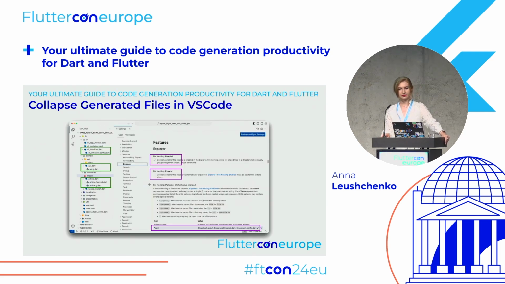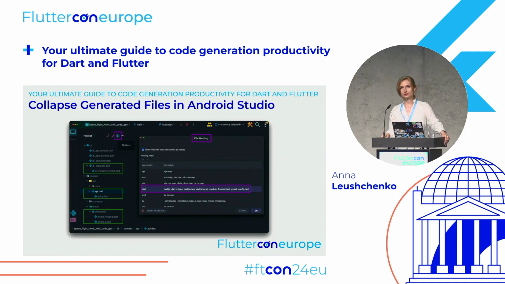To configure it in VS Code, you have to go to Settings, Features, Explorer, and turn on file nesting. And then you have to configure your Dart entry under file nesting patterns. And for Android Studio, this is configured on a per project basis. So you go to project options by tapping those 3 dots, and also open file nesting and configure the Dart entry.